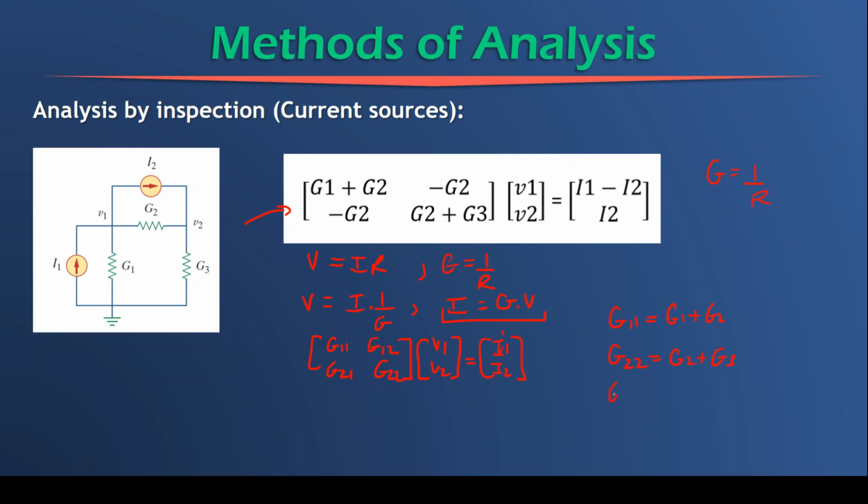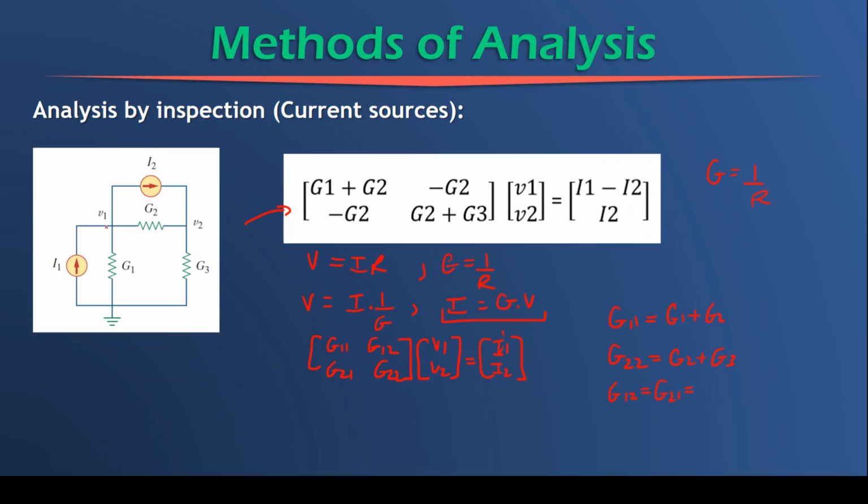What about G12? First it's important to note that G12 and G21 must be equal in magnitude, mainly because, again, the definition is going to be the sum of conductances connected between 1 and 2, and G21 is the sum of conductances connected between 2 and 1. By that definition, we should be able to pick up that that is the same. 1 to 2 and 2 to 1 is actually the same area. So G12 is going to equal G21. In a general sense, GAB will equal GBA.